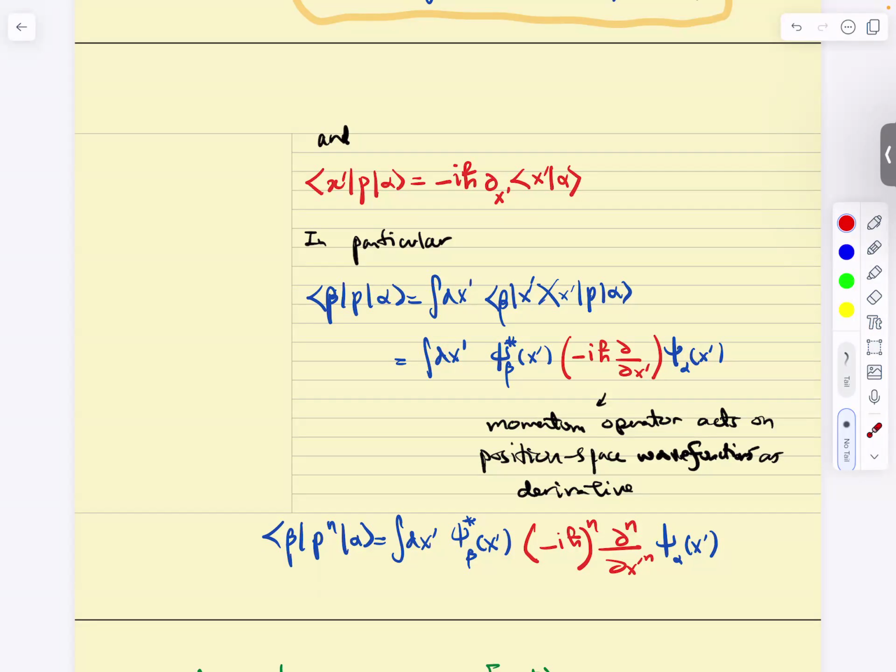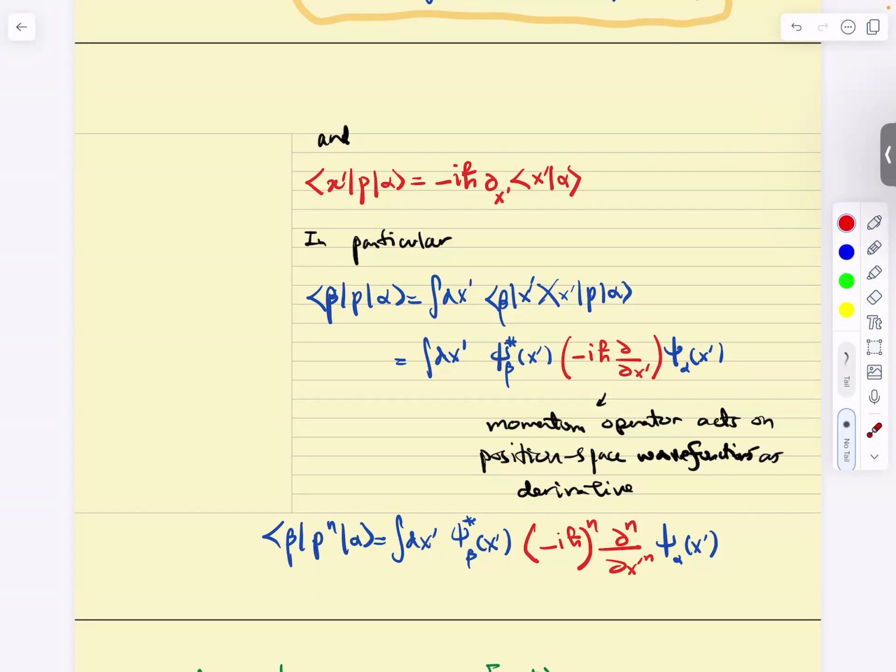But a fun fact is this: if you act with this on some psi of x, what do you get? What does this operator do? We talked about this in the last lecture. What does the momentum operator do in the position basis? Translation. It generates this translation. This is the operator last time I called a finite translation. At the end of the last lecture, we derived that this is a finite translation. Now, it's easy to see why.